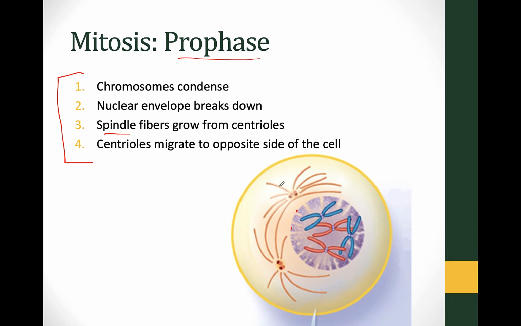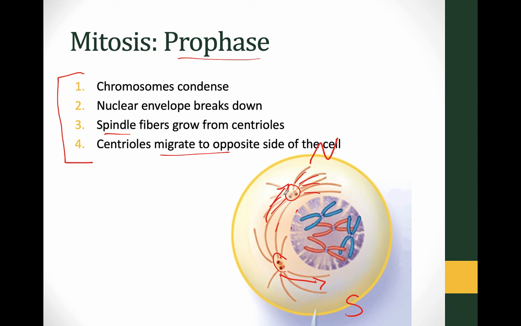Spindle fibers are going to grow from the centrioles. So there are 2 centrioles, and these are going to migrate to the opposite sides. This is going to come up here, this one's going to come down here. The centrioles are going to determine what's the North Pole and what's the South Pole, and they're going to tell the cell which ways it's going to divide. So the centrioles migrate, and then these spindle fibers start to form out of them.